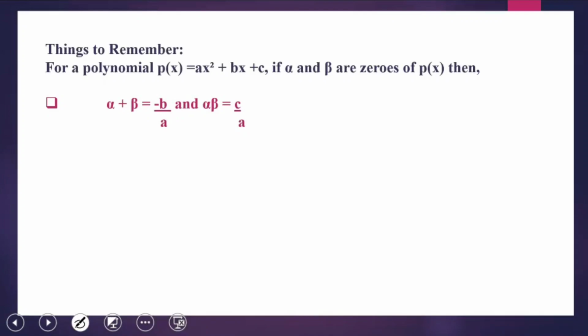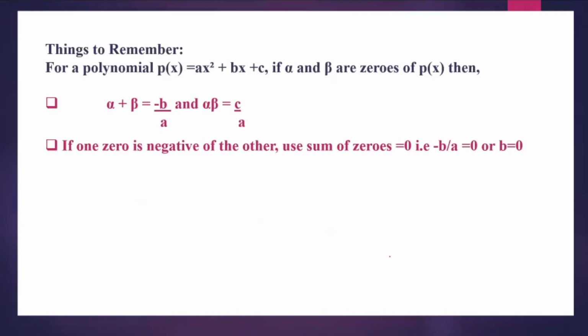First, keep in mind if alpha and beta are the zeros of the polynomial ax square plus bx plus c, then alpha plus beta is equal to minus b upon a and alpha beta is equal to c upon a. This is the first and foremost important thing. Then if one zero is the negative of the other, use that the sum of the zeros will be zero. If one zero is the negative of the other, then if I add both the zeros, the sum will come out to be zero. So minus b upon a is equal to zero. So automatically b, the coefficient of x, will come out to be zero in that case.